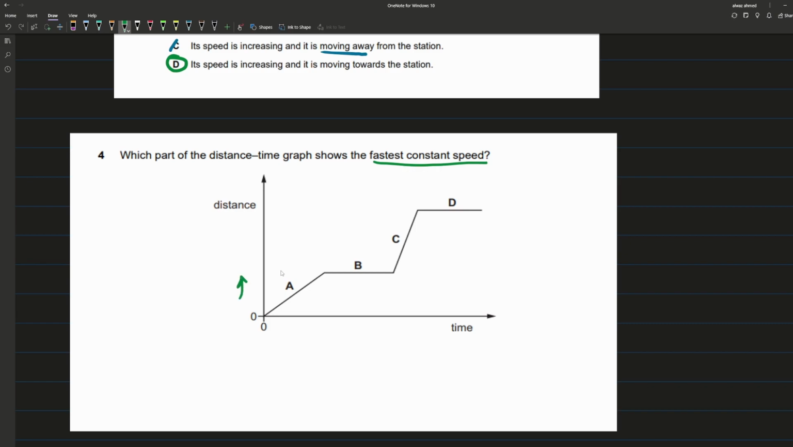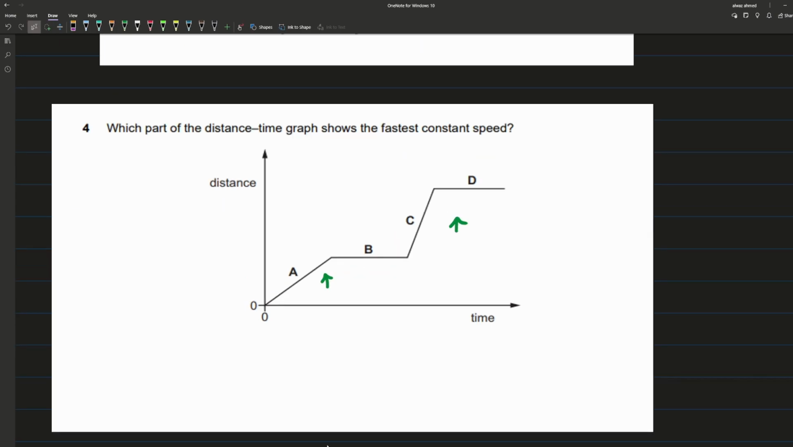In part B the distance is constant, it's not increasing or decreasing. In part C again we can see that the distance is increasing, and in part D we can see that the distance is constant. Okay, so now we have to figure out what the flat lines and the slopes indicate. So in B and D we can see that the distance remains constant.